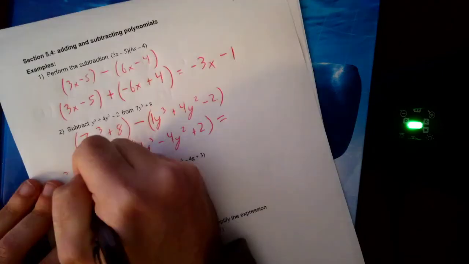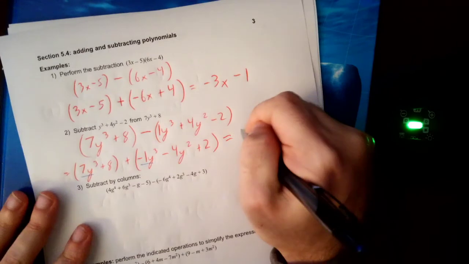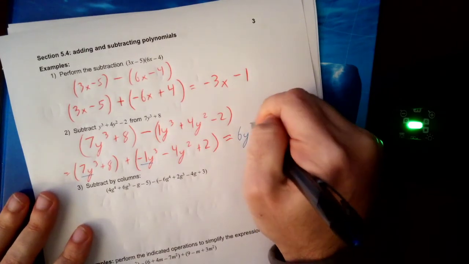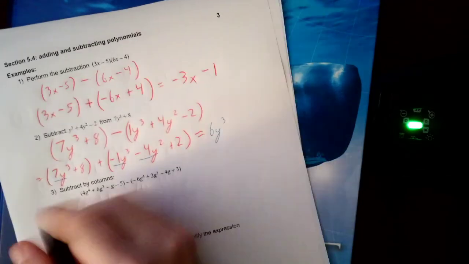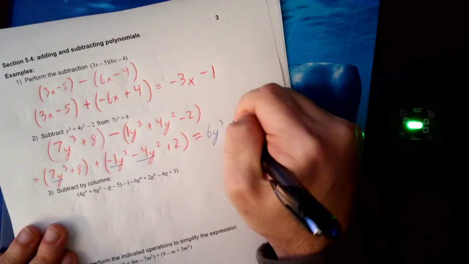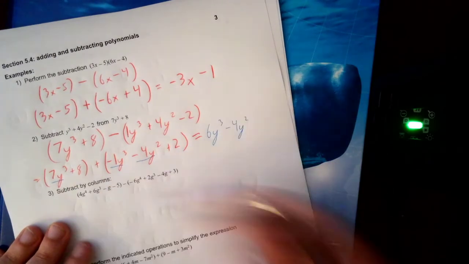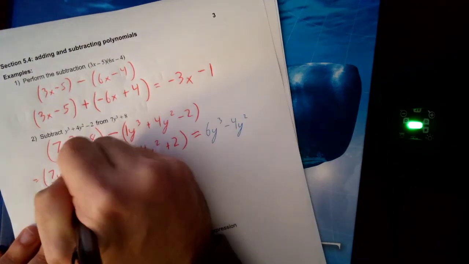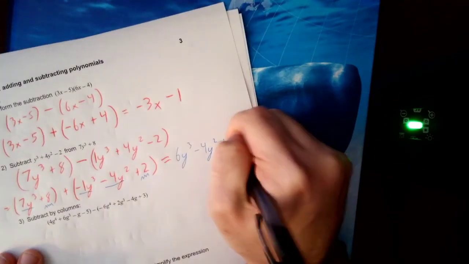Let's see, like terms. We've got y cubes. Let's see, 7y cubed plus negative 1y cubed would be 6y cubed. Next, I've got y squareds. There's no like terms with it, so I'll just leave it as minus 4y squared. There's no y terms, so I'll move on to my constants. I have 8 and 2, which will be plus 10.